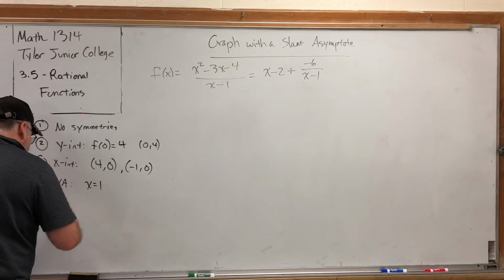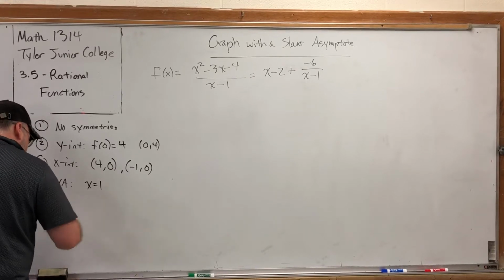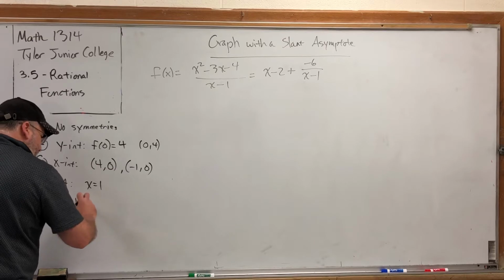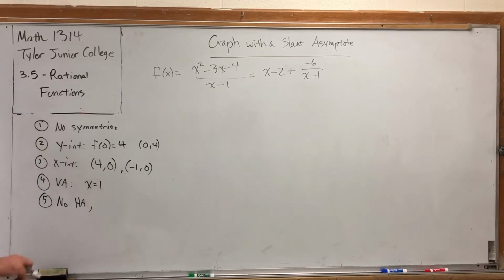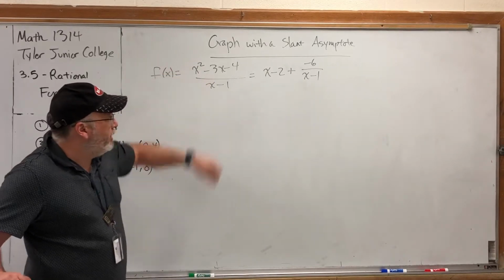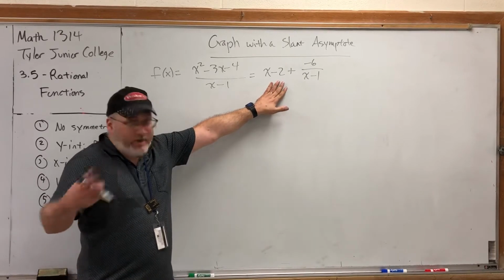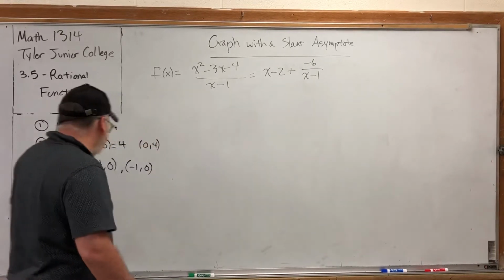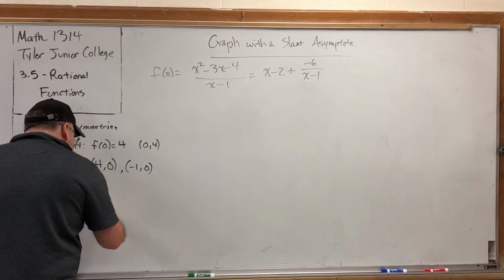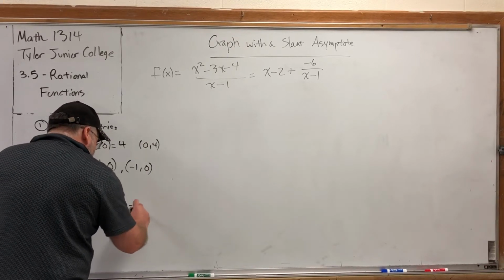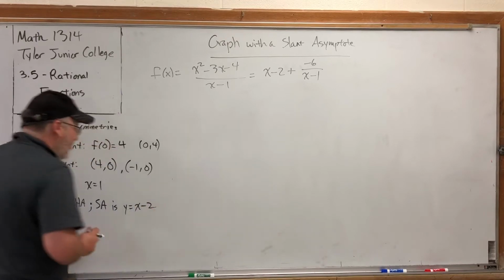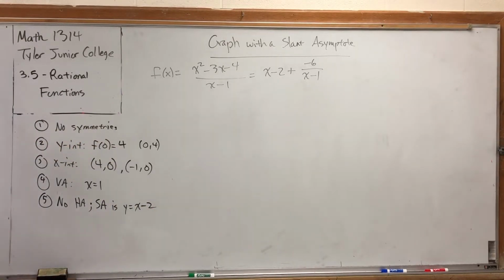There is no horizontal asymptote. We can tell that immediately because the degree of the numerator is greater than the degree of the denominator. But as was discussed in the previous video, if the degree of the numerator is exactly 1 more than the degree of the denominator, 2 is 1 more than 1, then the quotient of the division problem in the form y equals the quotient is the slant asymptote. So there's no horizontal asymptote, but the slant asymptote is y equals x minus 2. So we will graph that line by using slopes and intercepts.